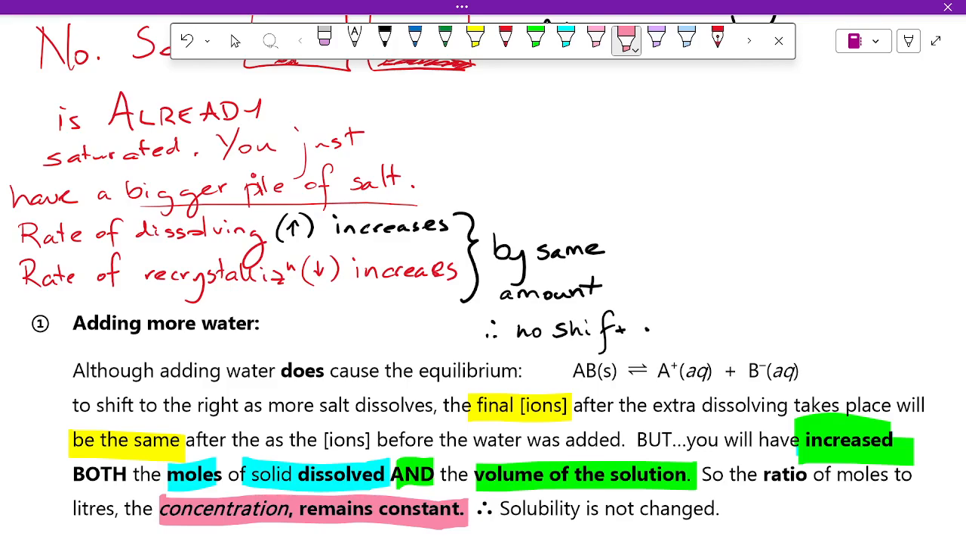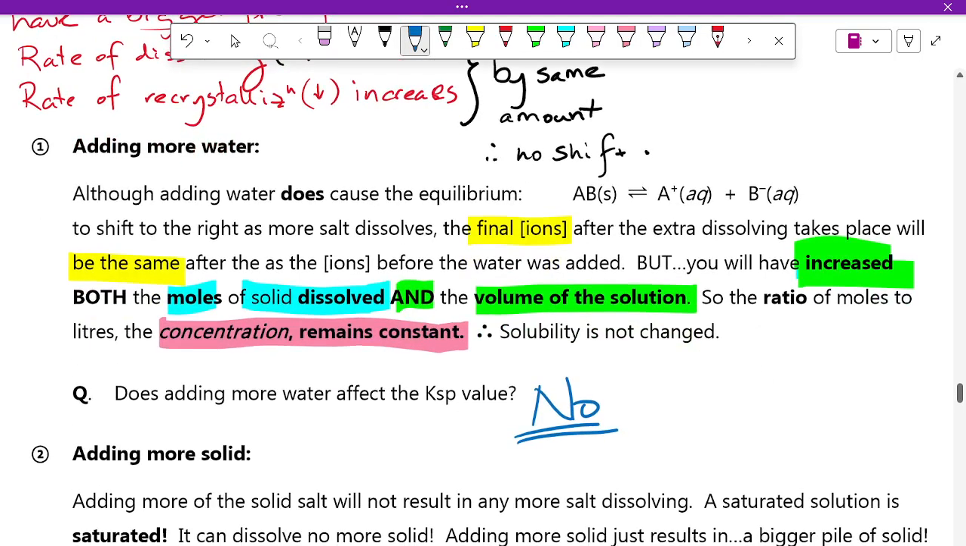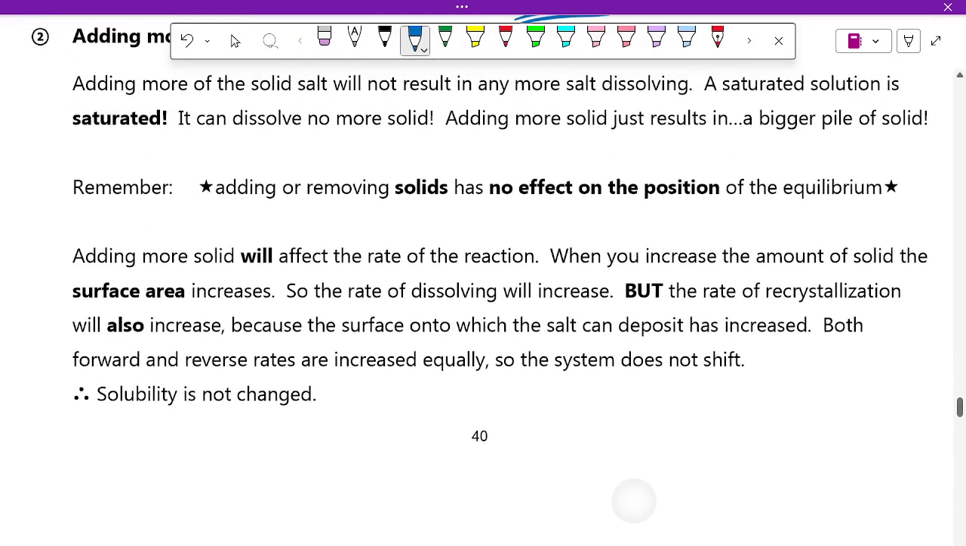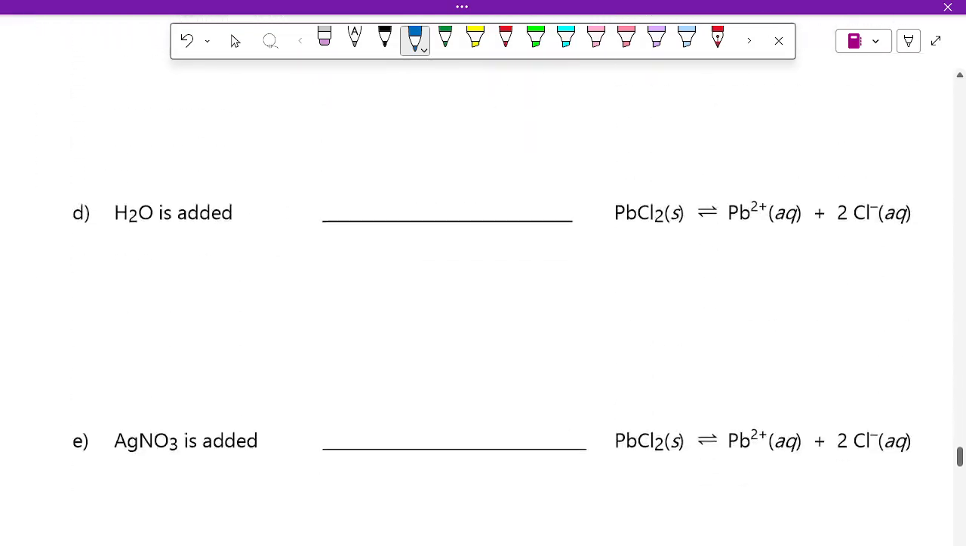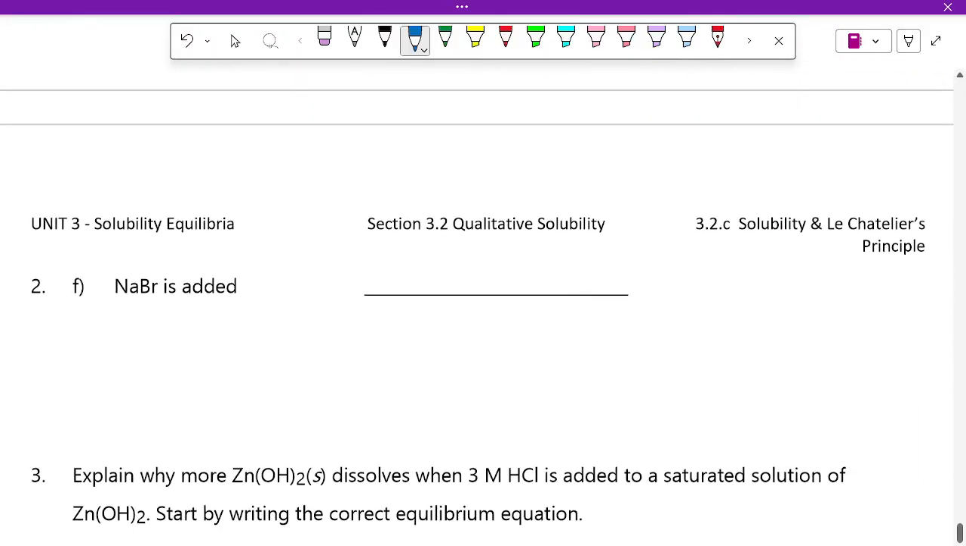Does that make sense? Okay. Does adding more water affect the KSP value? No. Adding more solid, this just talks about what we just talked about. So there's some exercises here you did, 41 and 42 yesterday. This is what's going to be on the quiz on Tuesday. Quiz Tuesday on 3.2.